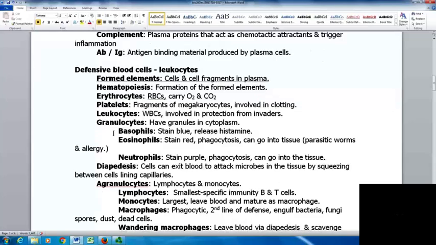So basophils are going to stain blue and they'll release histamine. Eosinophils are going to stain red. They're able to do phagocytosis and they can go into the tissue. They tend to be active in times of parasitic worm infections and allergies. And then the neutrophils will stain purple. They will look like they have multiple nuclei. They can do phagocytosis and also go into the tissue.